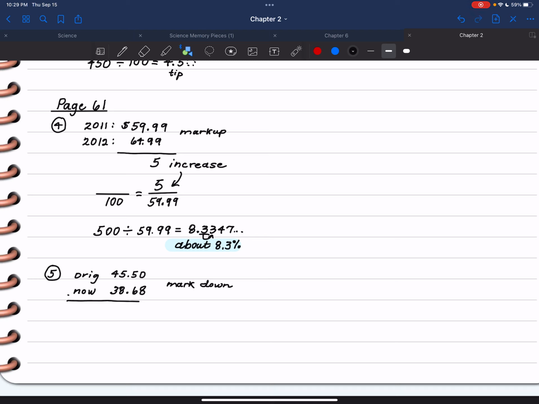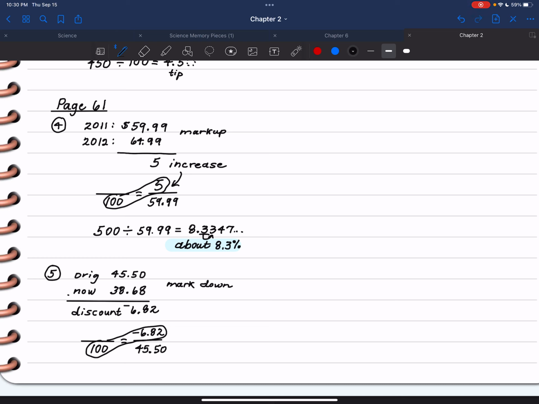So the first thing we want to figure out is the amount of the discount, and that'll be this number. So $45.50 minus $38.68 is $6.82 marked down. So that's a minus $6.82. And then you can set up this proportion using that minus $6.82. The original was $45.50. And let your calculator do the work for you.